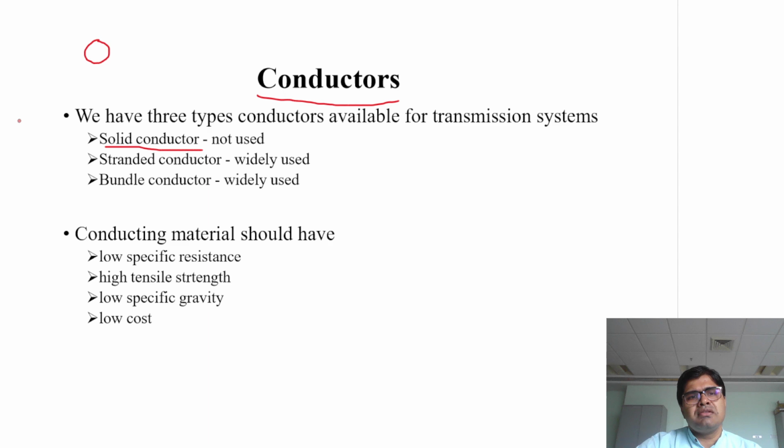Likewise, for many reasons, solid conductors are not used. Next, we have stranded conductors and bundle conductors that will be widely used. Now, what should be the conducting materials? It should have low specific resistance in order to offer a low value of resistance, high tensile strength in order to withstand mechanical stress, and low specific gravity, that means weight per unit volume should be low. And of course the conducting material is designed in such a way that the cost will be lower.